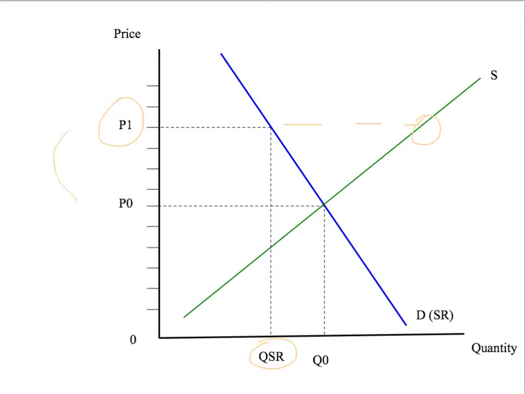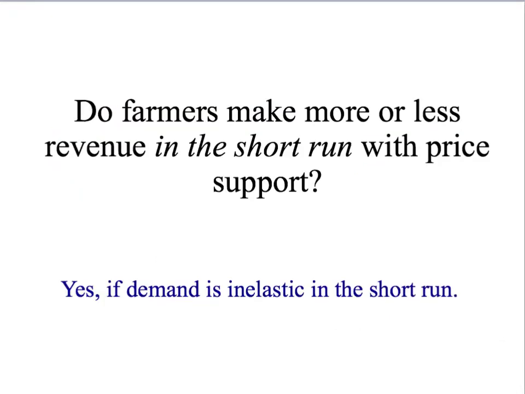Well, we need to look at the percentage change in price compared to the percentage change in quantity. If the percentage change in price is bigger than the percentage change in quantity, then the revenue for farmers goes up. If the percentage change in price is smaller than the percentage change in quantity, then revenue for farmers will go down. This is the same as saying that if demand is inelastic in the short run, then farmers will make more revenue. If demand is elastic in the short run, farmers will make less revenue after the price support scheme is introduced.